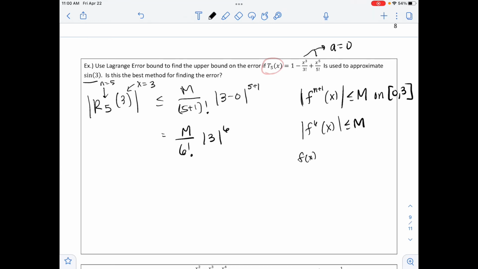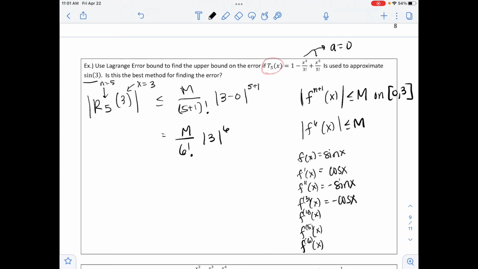So our original function f of x is going to be sine of x, and then we have f prime of x, second derivative, third derivative, fourth derivative, fifth derivative, and then we can find our 6th derivative. So writing these all out, the first derivative is going to be cosine of x. Second derivative will be negative sine of x. Then we have negative cosine of x, sine of x. Fifth derivative is going to be cosine of x. And then our 6th derivative is going to be negative sine of x.